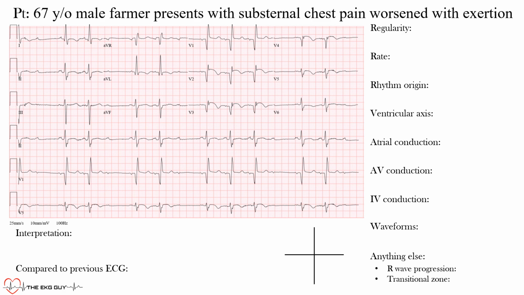So this week's EKG of the week, we have a 67-year-old male farmer presenting with substernal chest pain worsened with exertion. Okay, here's his presenting EKG. Okay, and then I want you to take a look and try to interpret it yourself.